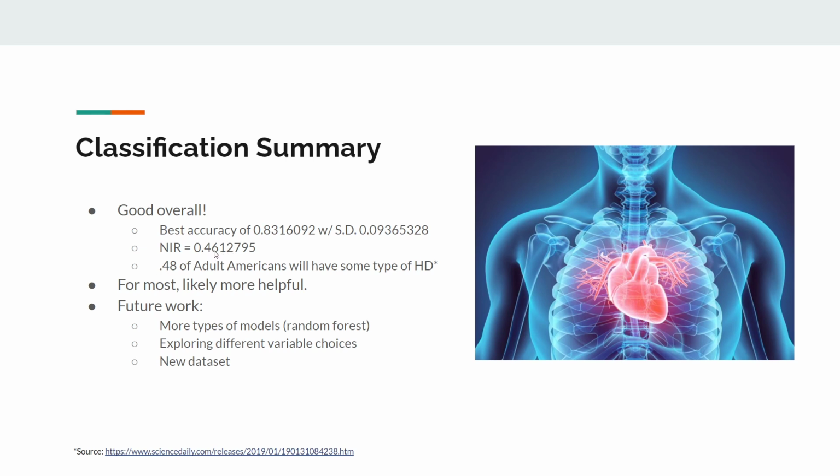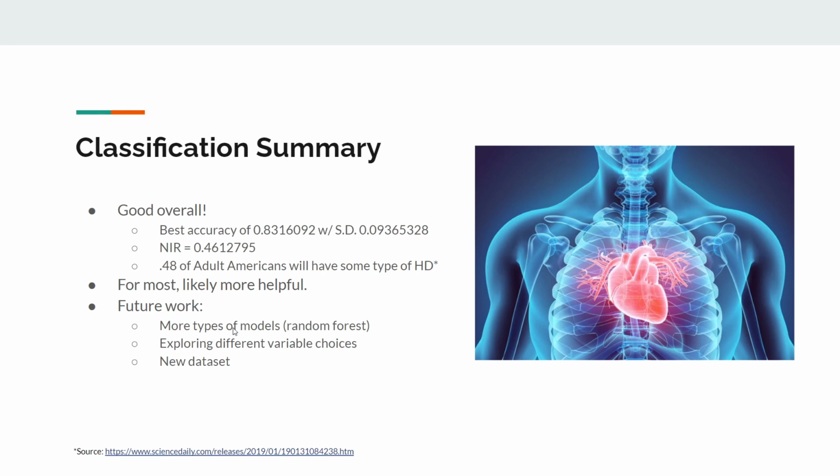And actually lower, which was surprising, because I thought that there might be some bias because they were collecting data from patients who are already in the hospital, but it turns out it's a bit lower. That could also have something to do with the fact that the data was collected in 1988, and this information was from 2019. So for most people, I'd say using classification is probably more helpful than using regression.